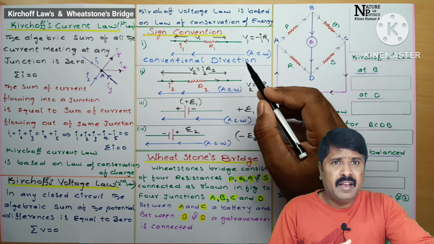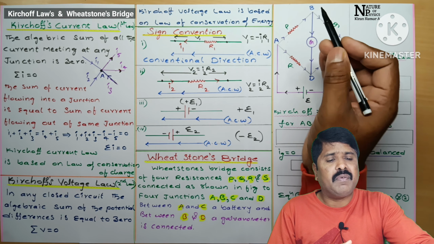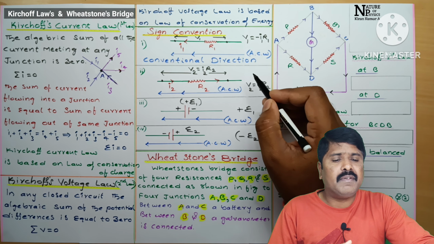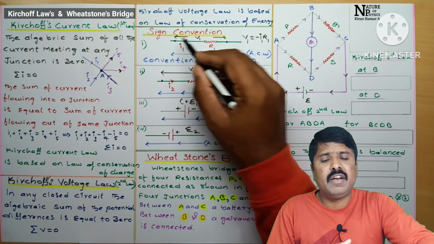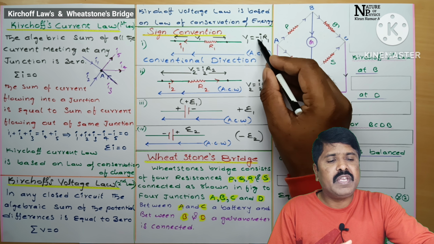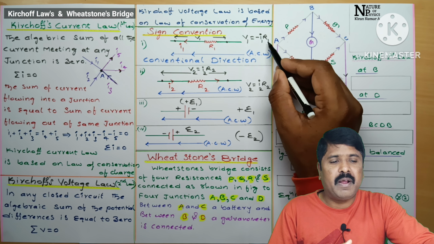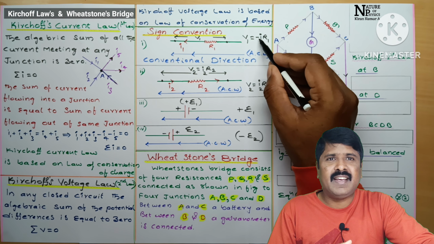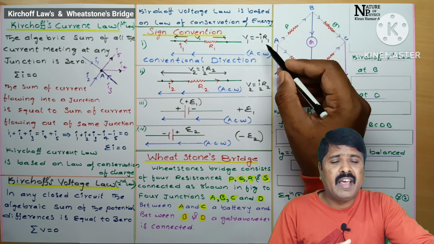Okay, and current directions we will consider differently. First one: the current direction is from right side to left side, the conventional direction is also from right side to left side, so the current is taken as negative, and the potential difference across the resistance R1, which is V1, is equal to minus I1 into R1. See, students, the current direction and conventional direction are the same, so the current is taken as negative.